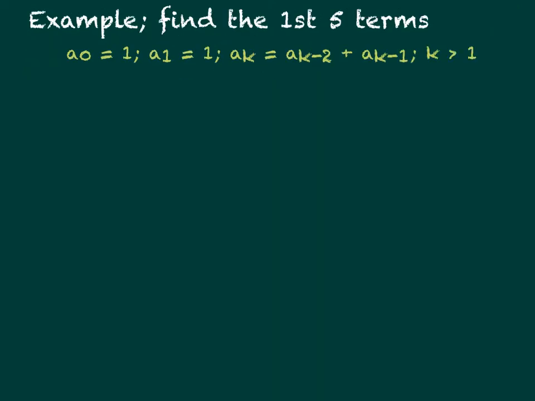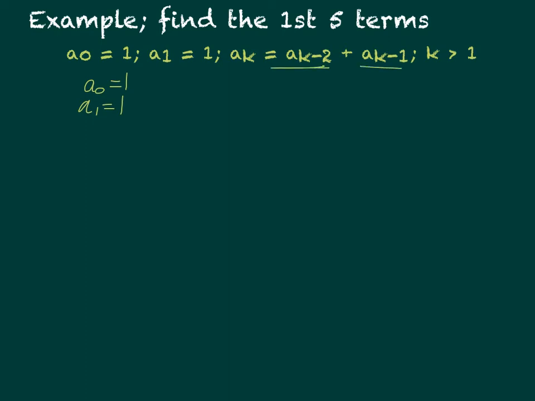For this next one, again, we have to write the first 5 terms of the sequence. So the first thing I'm going to do is write down what I know. I know a sub 0 is equal to 1. Well, I don't really need a sub 0. I need a sub 1, 2, 3, 4, and 5. But I have the information, so I'll write it down. A sub 1 is 1. A sub k is equal to a sub k minus 2 plus a sub k minus 1.